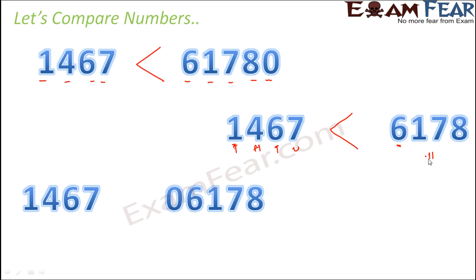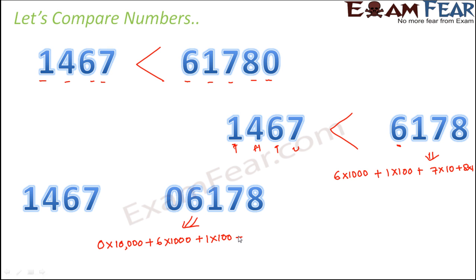Now let us try to expand 6178. So we can expand it somewhat like this. 6 is at the thousands place. So 6 into 1000 plus 1 into 100 plus 7 into 10 plus 8 into 1. So this is how we can expand 6178. Now what about 06178? How can we expand this? This would be something like this. 0 into 10,000 plus 6 into 1000 plus 1 into 100 plus 7 into 10 plus 8 into 1. So this is how we will expand this.